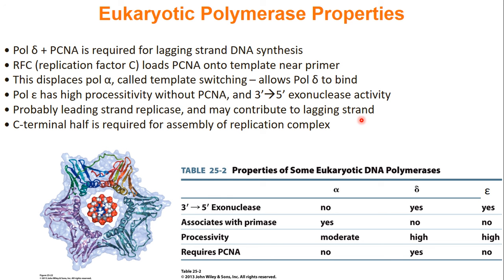As this is such a complex event in eukaryotes, a lot still needs to be learned about how all these mechanisms work. What is known is that you do need the C-terminal half of Pol epsilon for the replication complex to form at all.